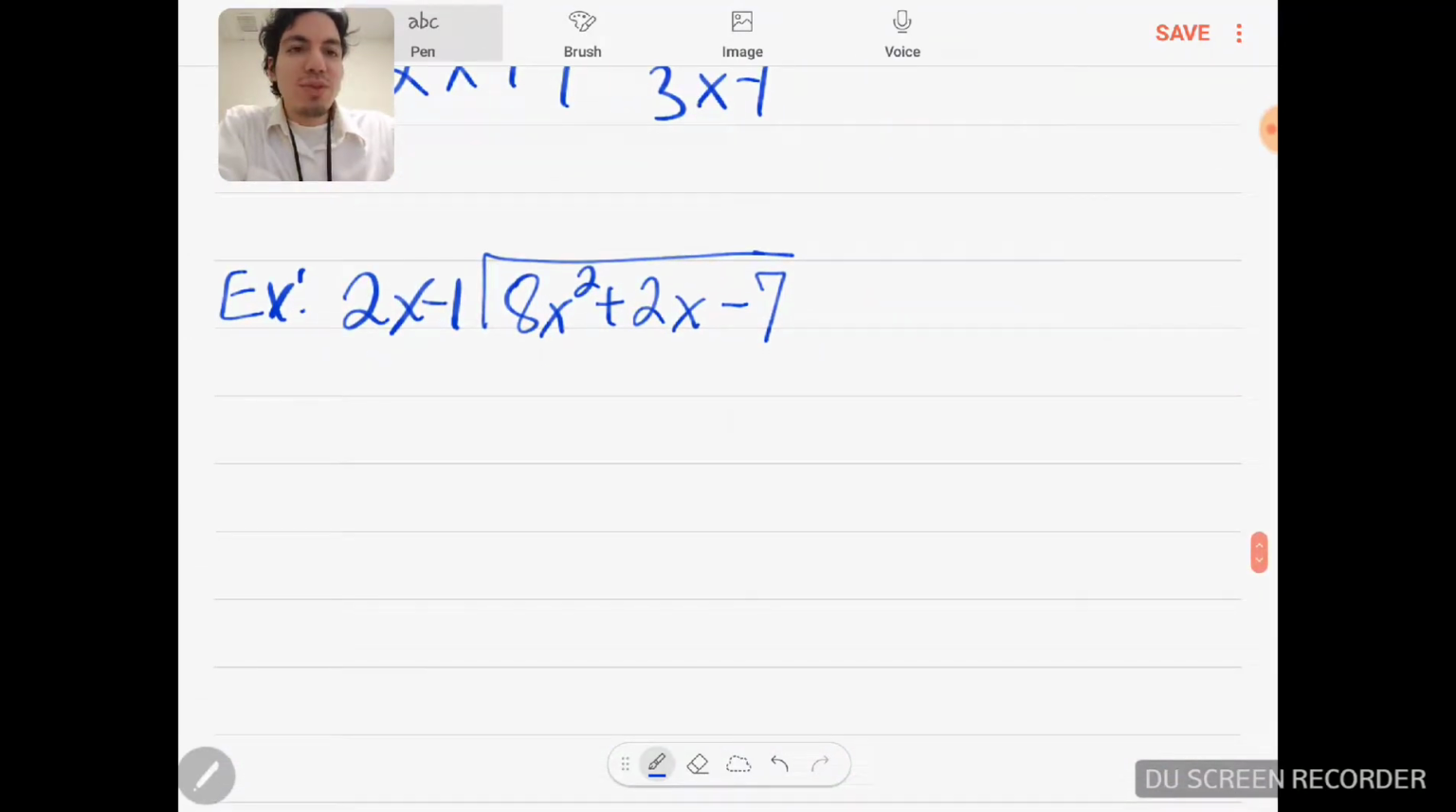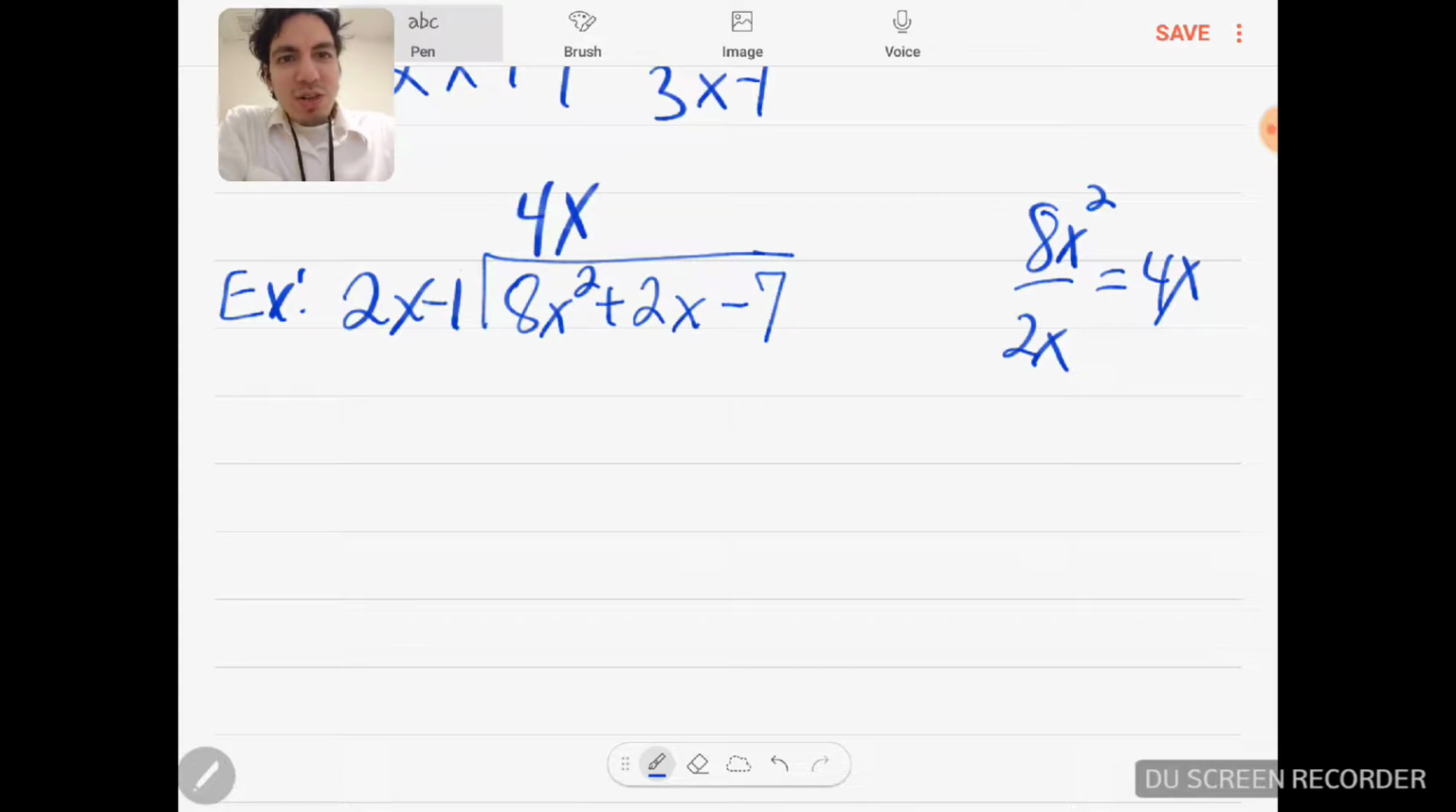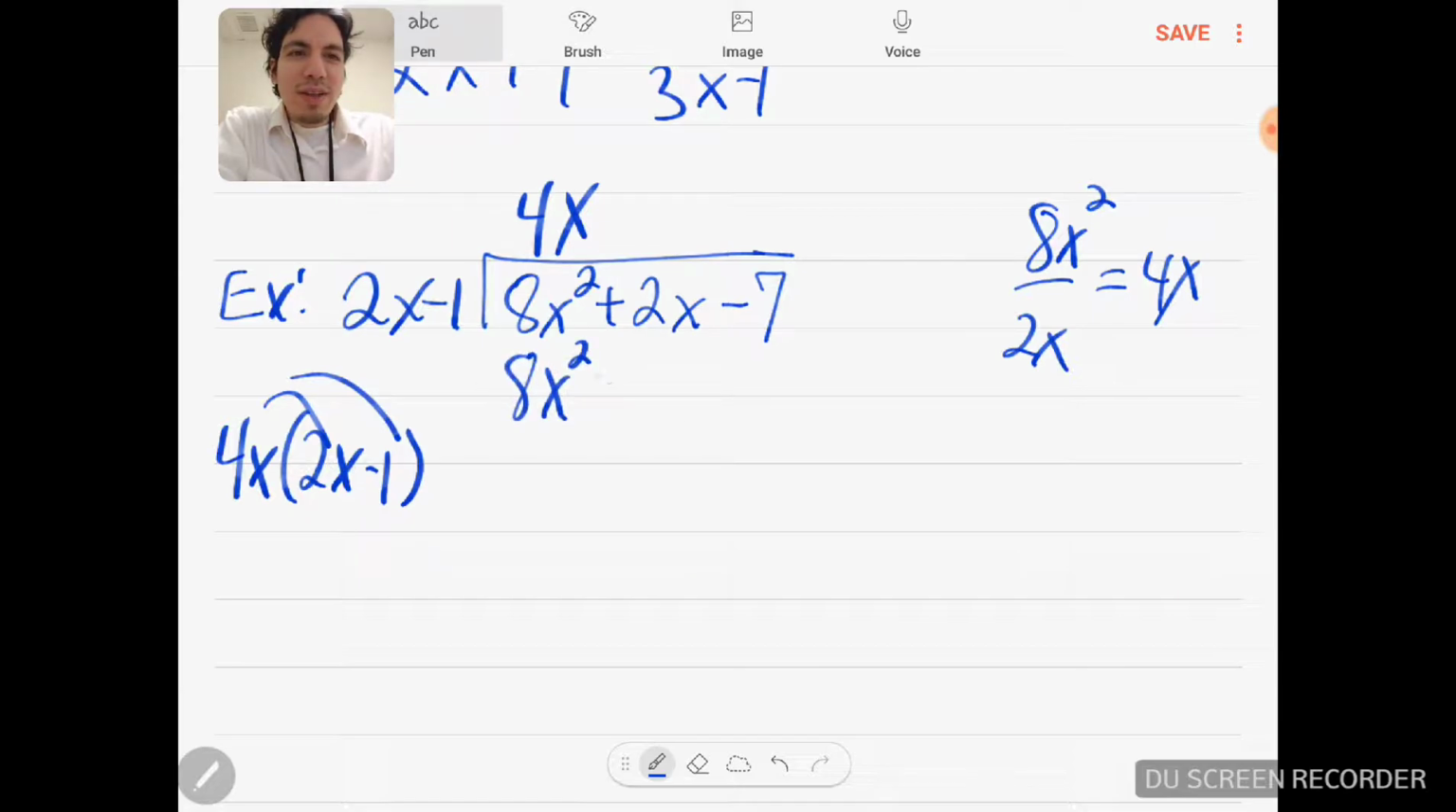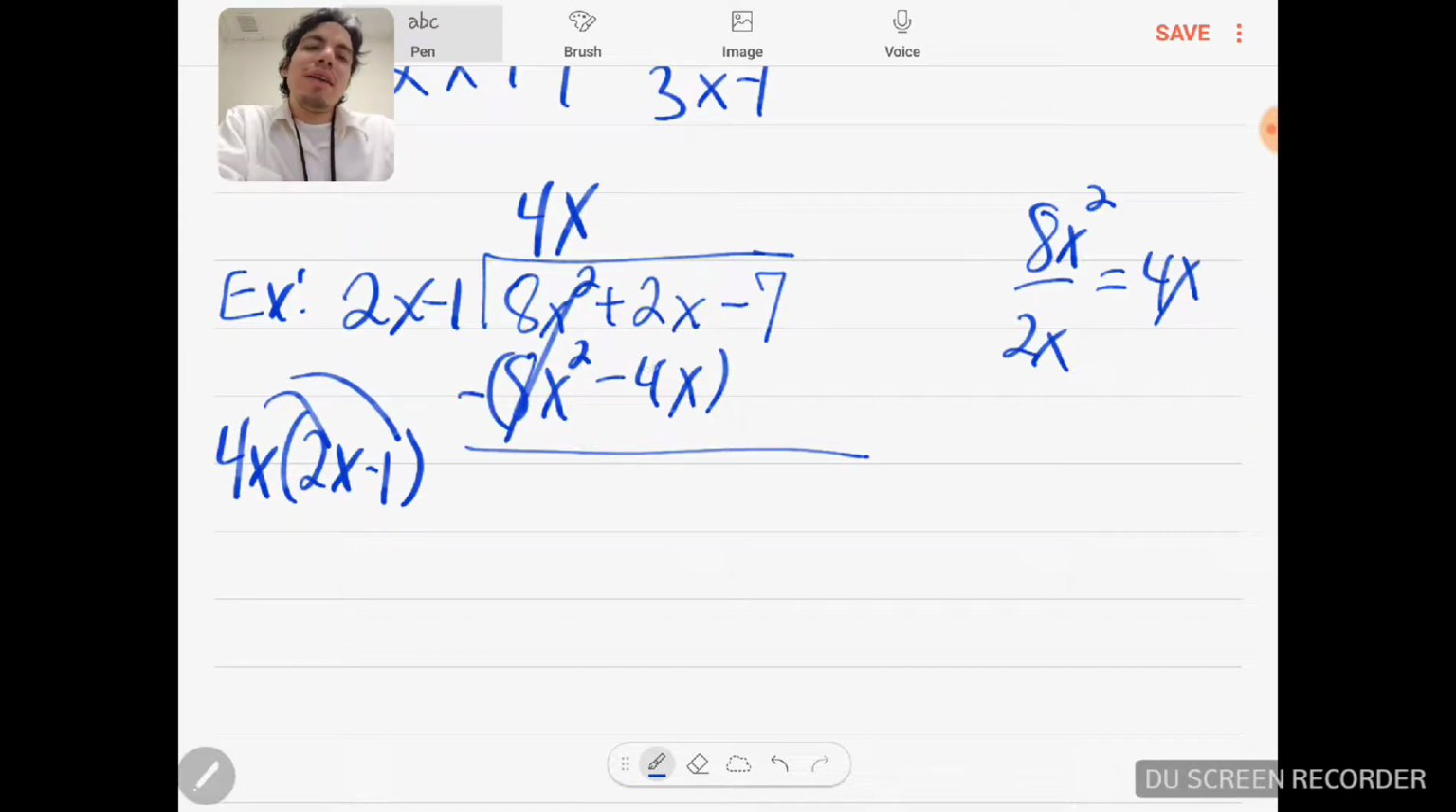Let's check this one out. 8x squared divided by 2x, that's 4x. With me so far? So we take 4x times 2x minus 1, I get 4x times 2x, that's 8x squared, and then I get minus 4x. I subtract the terms. These cancel. And then I get positive 6x.